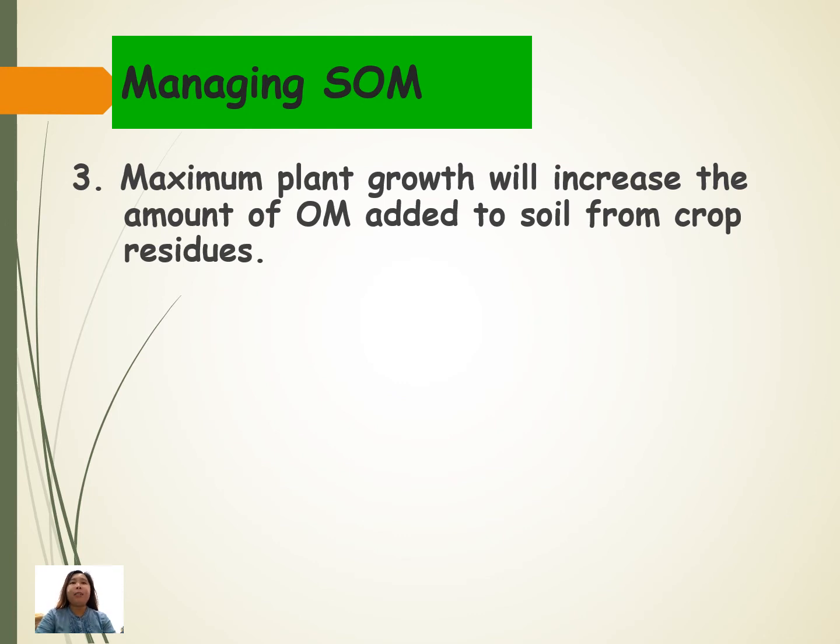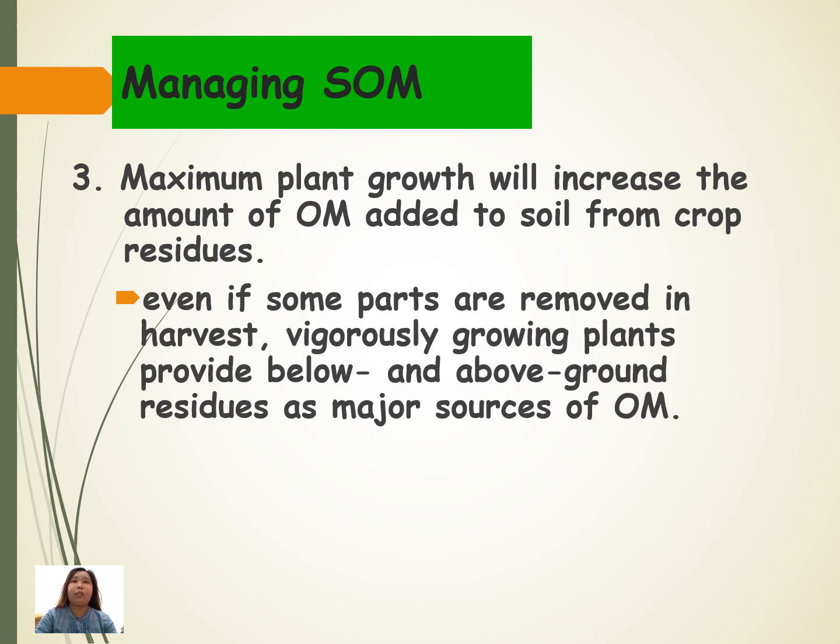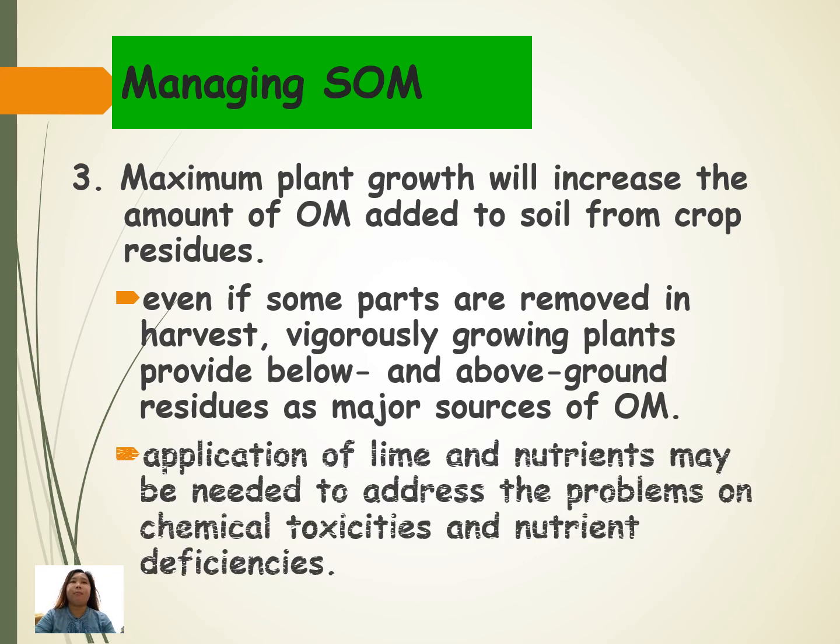Number three, maximum plant growth will increase the amount of organic matter added to the soil from crop residues. Even if some parts are removed in harvest, vigorously growing plants provide below and above ground residues as major sources of organic matter. So that is why, for example, in organic agriculture, the return of crop residues is being encouraged. Application of lime and nutrients may be needed to address the problem of chemical toxicities and nutrient deficiencies.